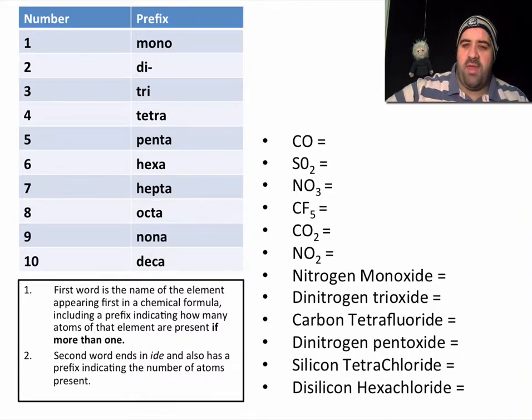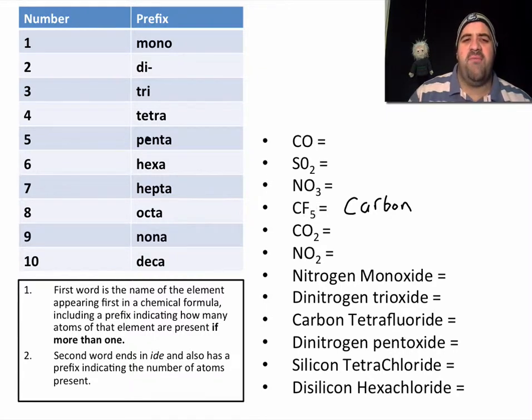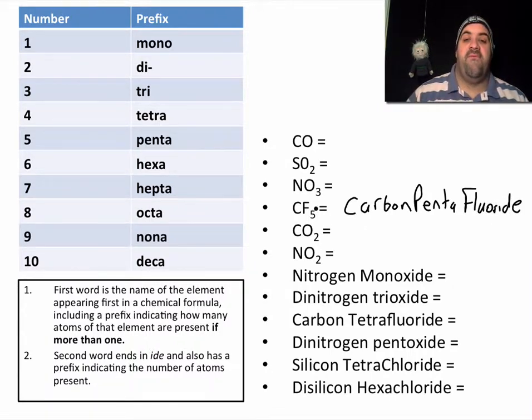Let's just do 1 or 2 more. We'll do one without the oxygen. Let's do CF5. So the C is carbon, and it's 1 carbon, so we're not going to write in the mono. And we have fluorine. How many fluorines do we have? We have 5. So that would be carbon pentafluoride. Remember, it changes to ide, fluoride. And that's how we do these.